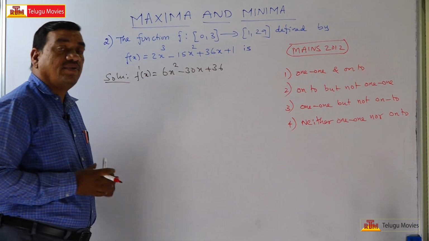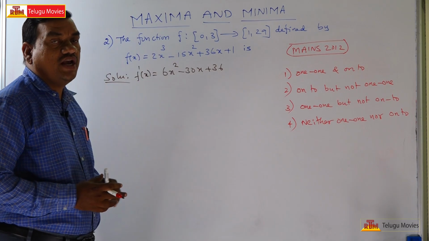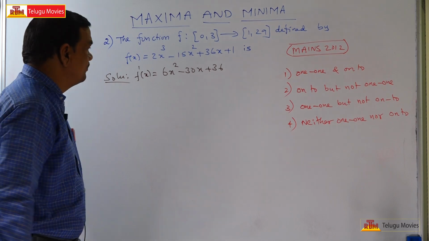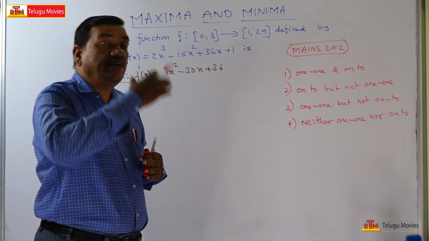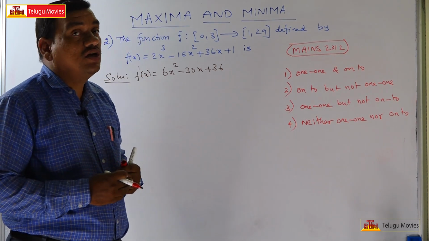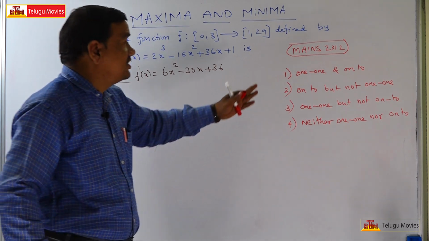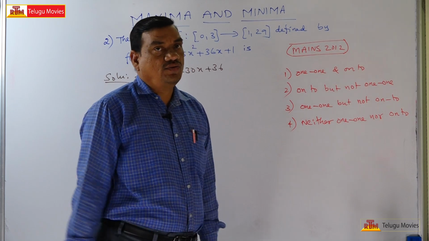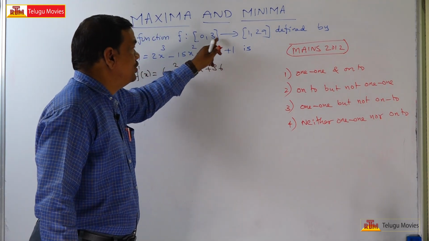That means I am going to draw the graph of this function. By seeing the graph, I will get a conclusion. How to draw the graph: in this interval 0 to 3, where it is increasing and where it is decreasing. If I have an idea, then deciding whether it is one-one or onto will become very easy. So I am going to draw the graph in the interval 0 to 3.